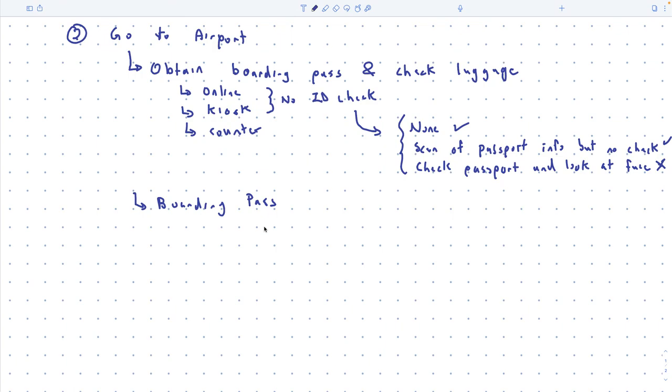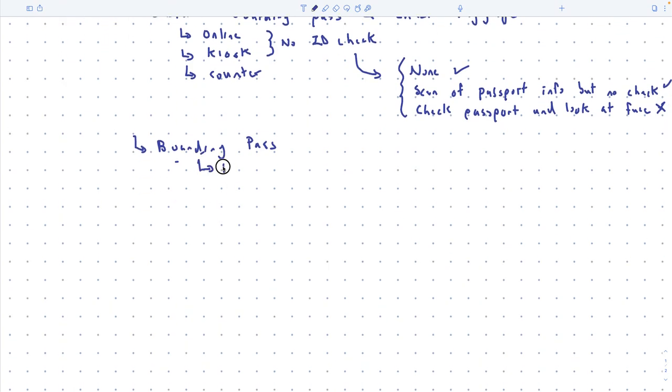Yeah, destination, what airplane I'm taking, what my flight is, what gate it's at, maybe the gate where I'm going to sit on the airplane. So all the air details. Okay, so my ID is on it. All the flight info.